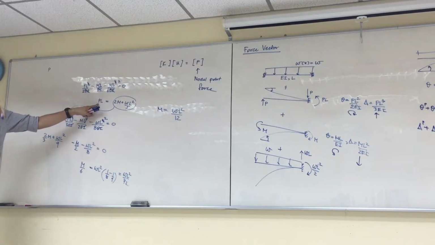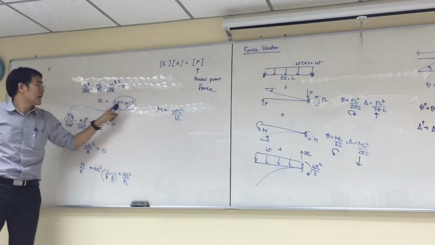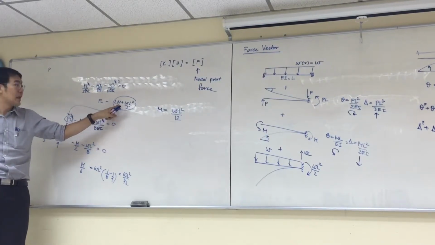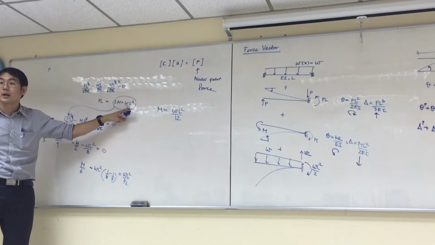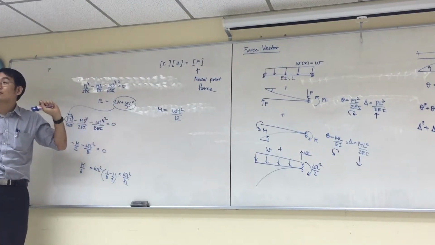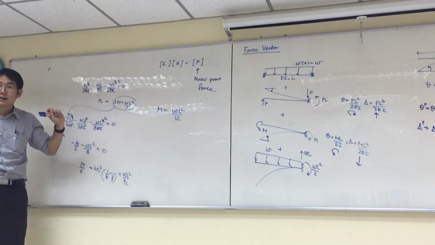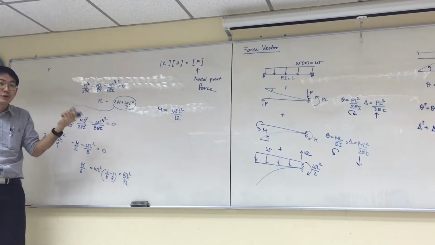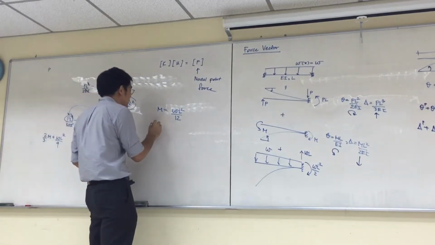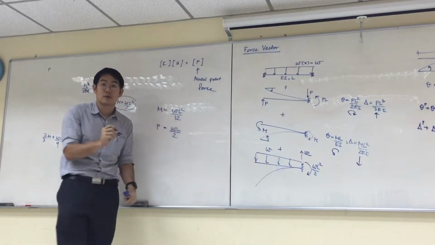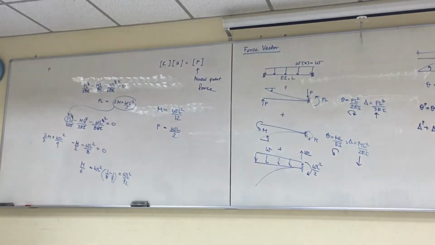What is P? You plug M back in here, you get WL squared over 6 plus WL squared over 3. 1/6 plus 2/6, then 3 over 6. P is equal to WL over 2.